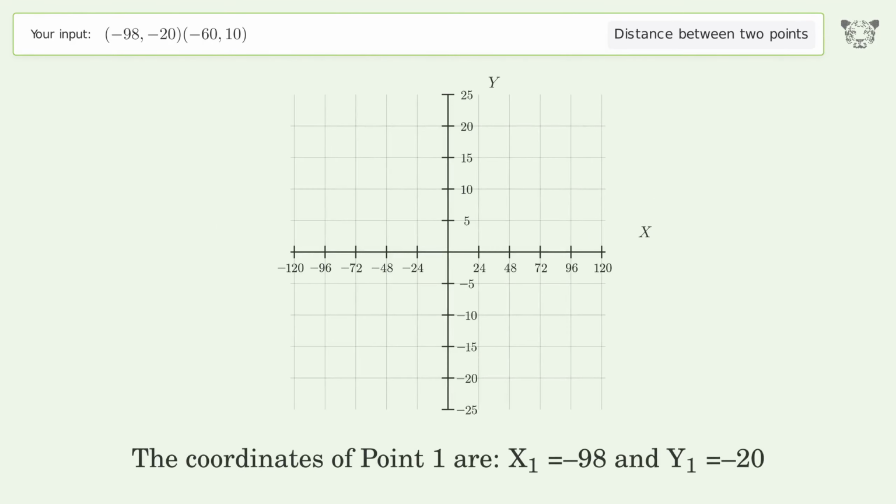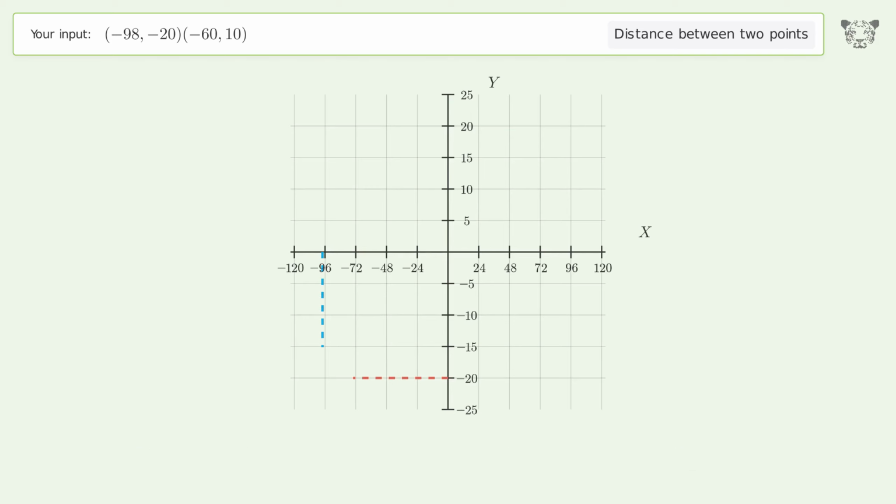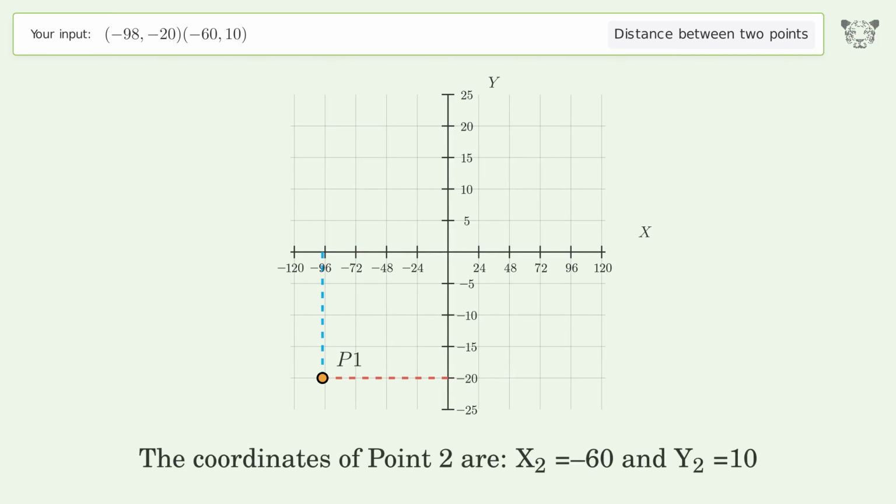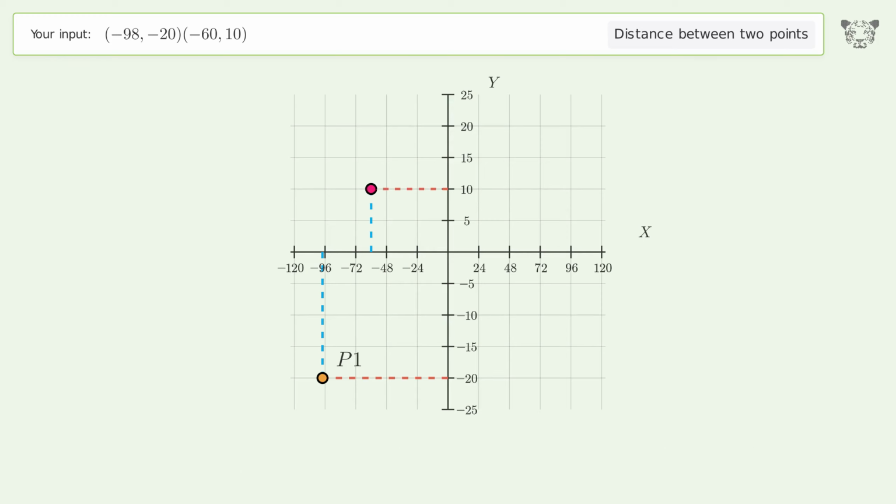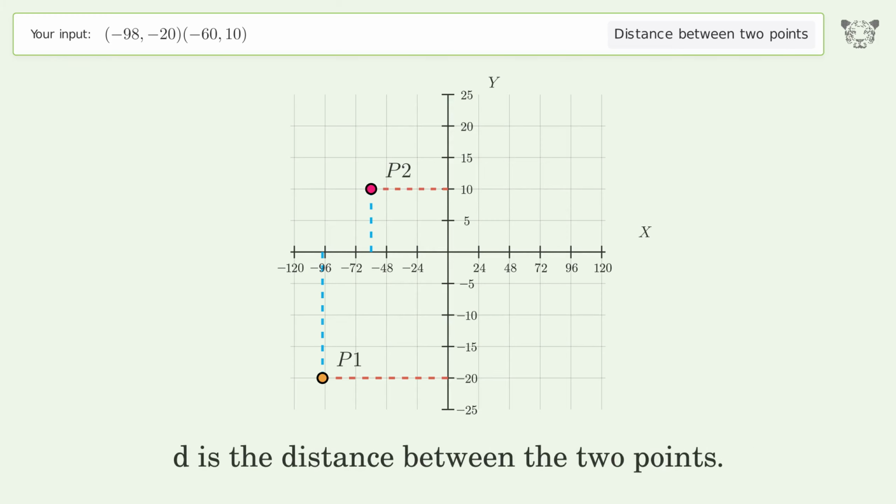The coordinates of point 1 are, x1 equals -98 and y1 equals -20. The coordinates of point 2 are, x2 equals -60 and y2 equals 10. D is the distance between the 2 points.